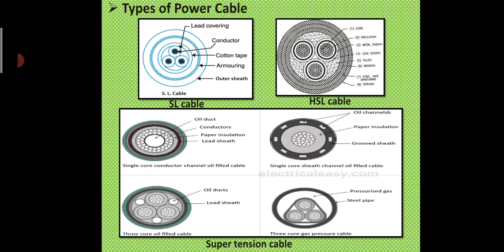Three core oil filled cable with oil channel in the filler space. There are three cores in this type of cable. Screen is provided over the insulation. Three perforated metal ribbon tubes are kept in the filler spaces. Oil at a pressure of 3.5 kg per square centimeter is kept in these tubes. Tanks are provided at certain intervals to maintain the oil pressure, and they are jointed with these tubes.